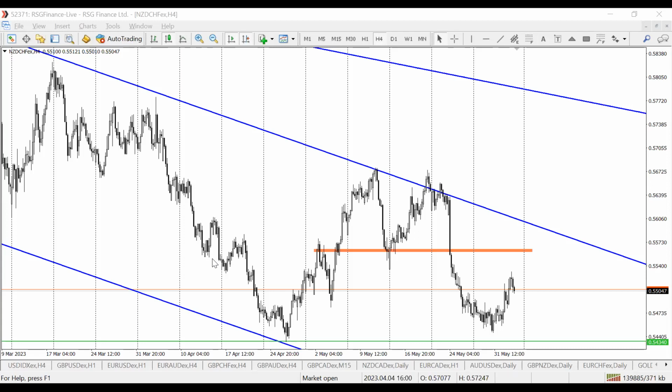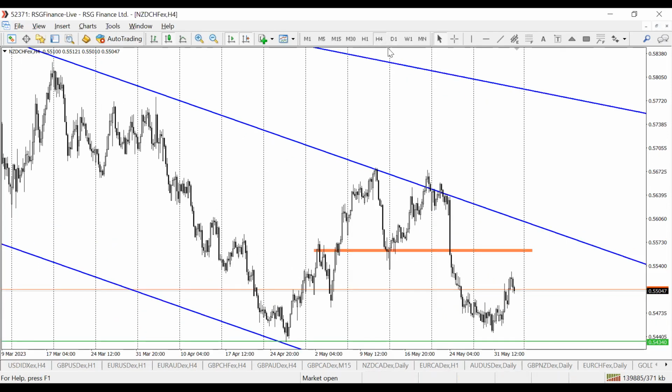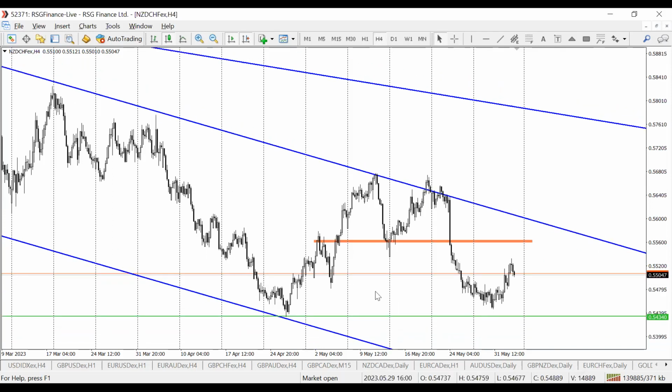Okay, so we have the second pair, which is New Zealand dollar against Swiss franc. I'll be looking to go short on this pair. Last week, this was an interesting pair for me. I think it was 2 weeks back where we had the breakout on this double top pattern. If you look at it on the daily chart, you will see that this is really structured to the downside.